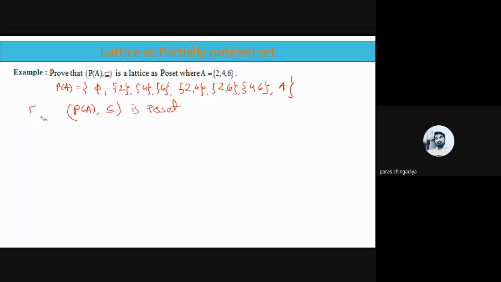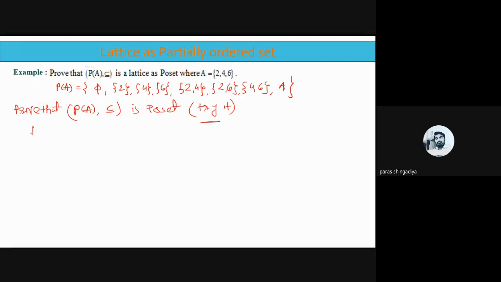First you have to try to prove that P of A with subset is a poset or not. You have to try it by yourself: check the reflexive condition, which we can easily prove, antisymmetric will also be verified, and the third is transitive. So try it by yourself, here I mentioned this word, try it. Clear?